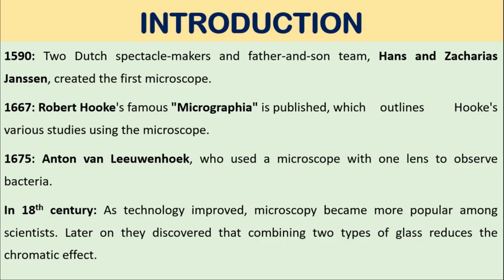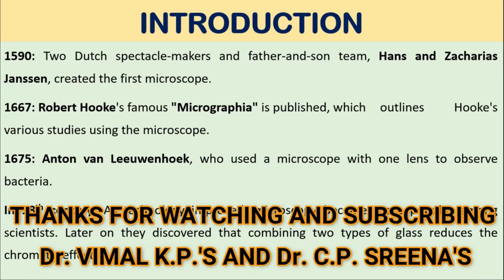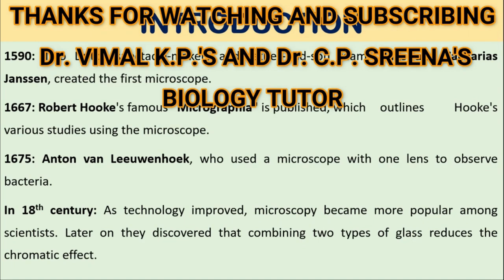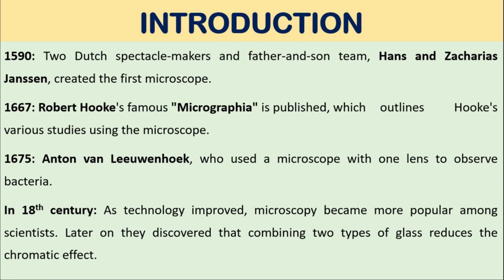In 1667, Robert Hooke's famous book Micrographia is published, which outlines Hooke's various studies using the microscope. In 1675, Anton van Leeuwenhoek used a microscope with one lens to observe bacteria. That is a simple microscope. He observed bacteria for the first time.